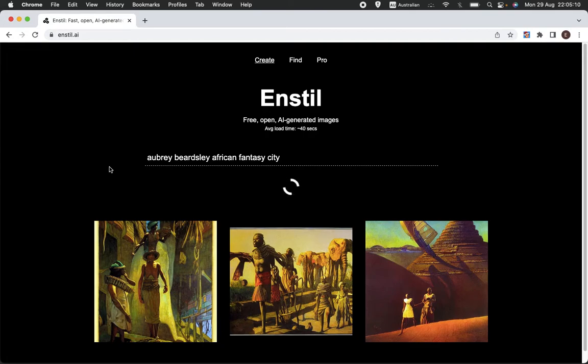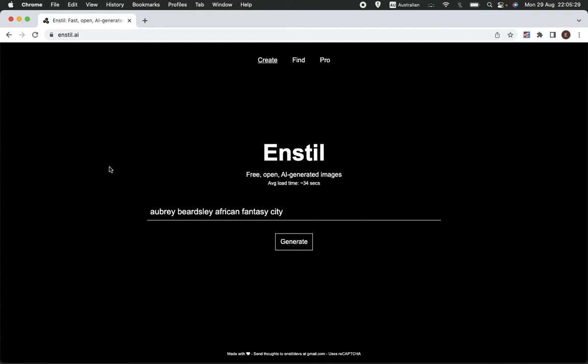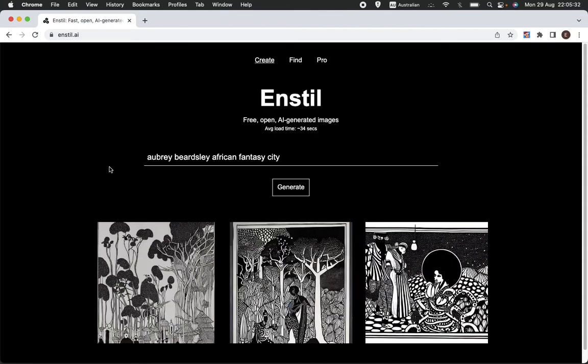Unfortunately, the load time is about 40 seconds at the moment. I think in my last video about Enstil, I implied that it was always going to be 14 seconds. I didn't realise actually it goes up and down based on the time of day, presumably based on how many people are using it at the time. So, okay, well those results are a little bit better, and that is, if you know Aubrey Beardsley's style, you would recognise certain elements of that.